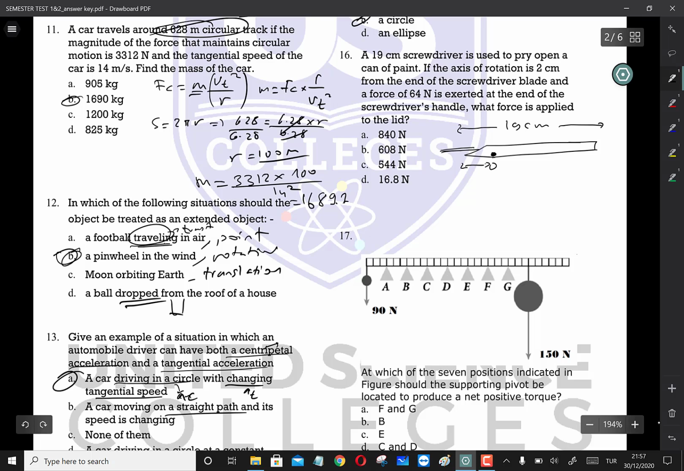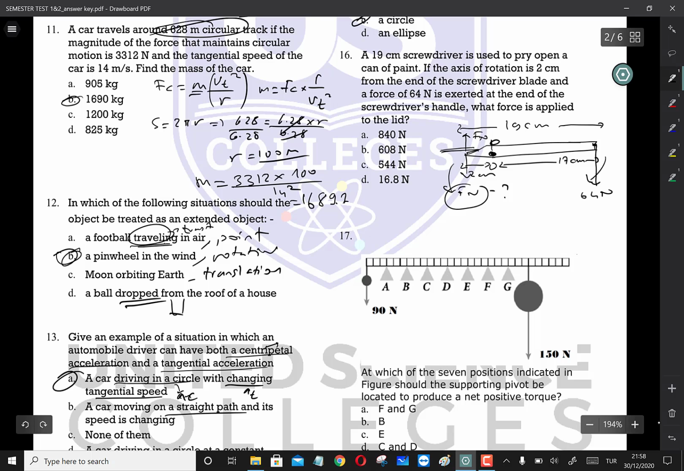That distance is given as 2 centimeters. If it is 2 centimeters, the right side must be 17 centimeters. And a force of 64 Newton is applied here. Of course, the blade will push the lid up with a force Fn, and there's a reaction force on the blade equal in magnitude and opposite in direction. So we are going to find this force. This force produces counterclockwise rotation, and 64 produces clockwise rotation. Here is the axis of rotation.